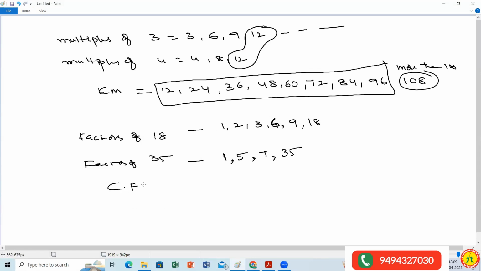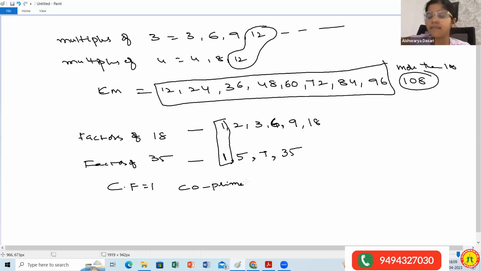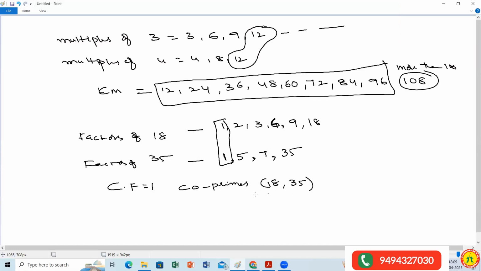Common factors: ma'am, none, 1 only. So the common factor is 1, no other number. Can we say the common factor is 1 for such numbers? What type of numbers? Co-primes. Can we say these 18 and 35 are co-primes? Yes, ma'am. Yes, they are co-primes.